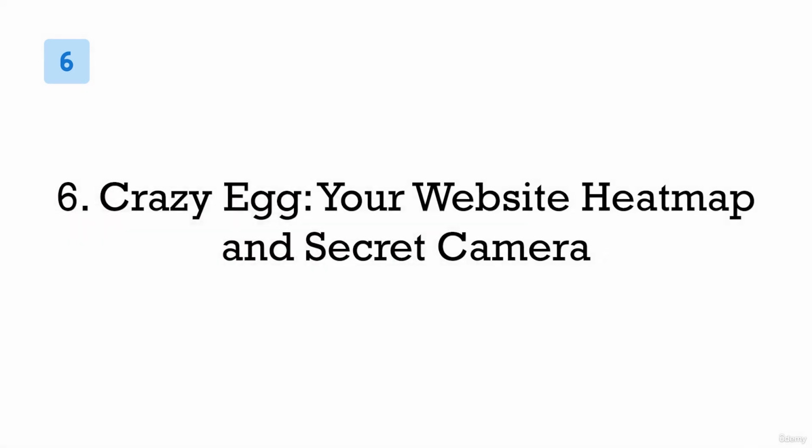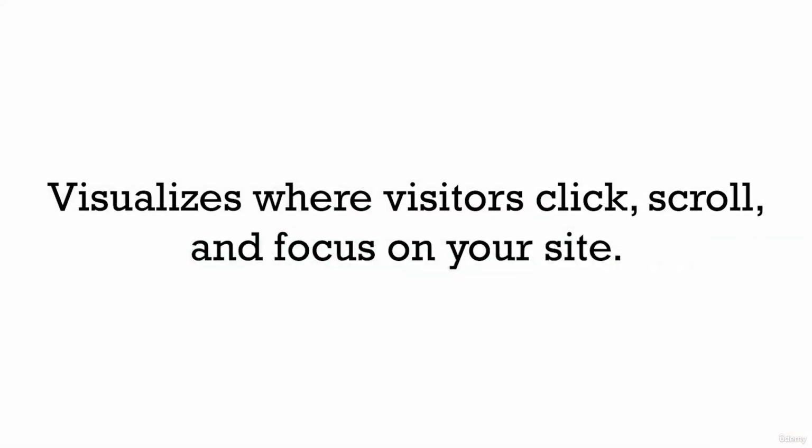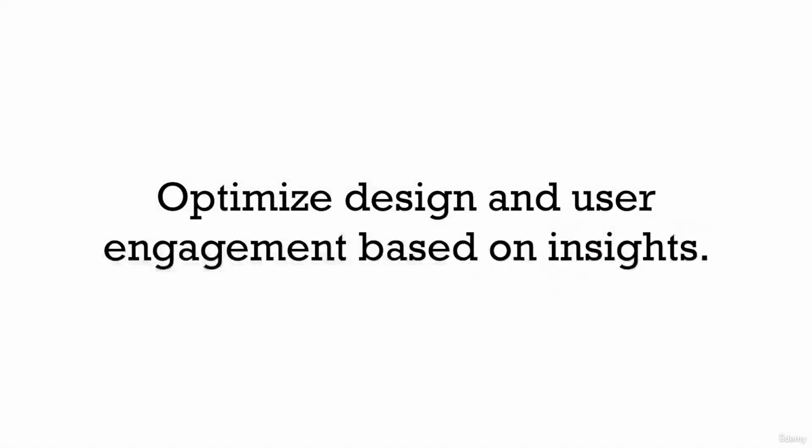6. Crazy Egg, your website heat map and secret camera. Picture a heat map that shows you where visitors are clicking, scrolling, and focusing on your website. Crazy Egg is like having a secret camera that records every user interaction. You can see which areas are getting the most attention and which ones are being overlooked. This can help you optimize your website design, improve user engagement, and boost conversions.